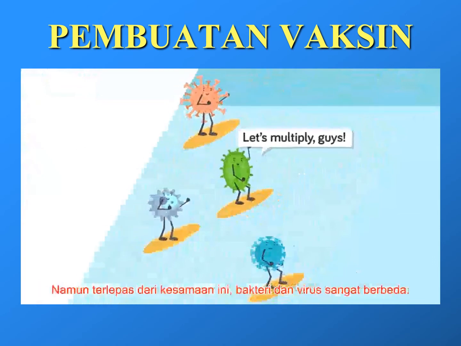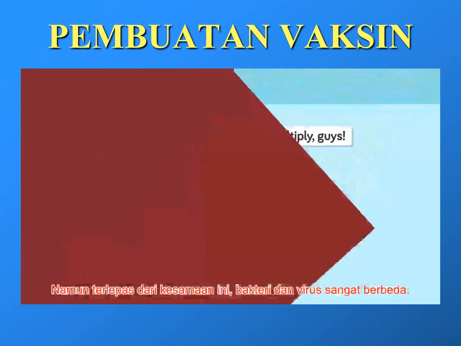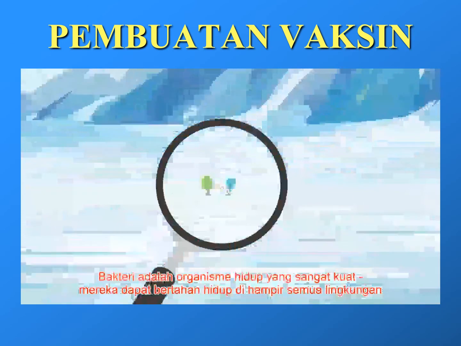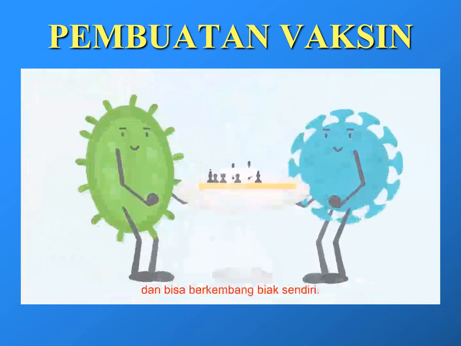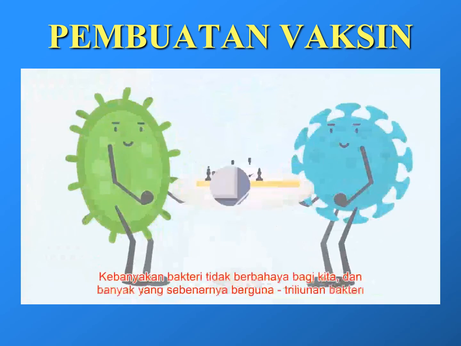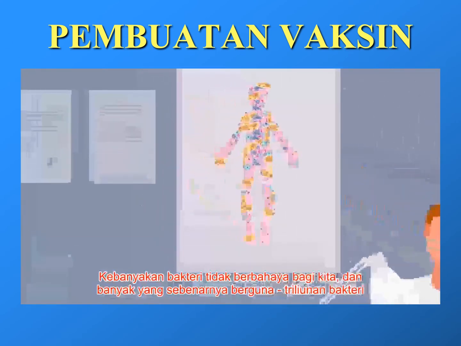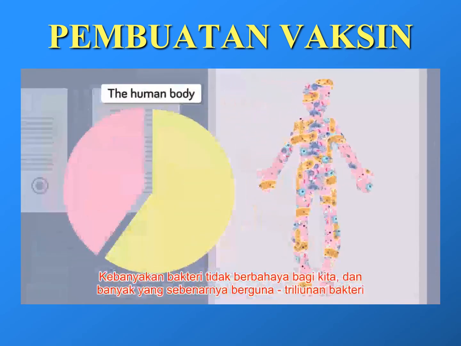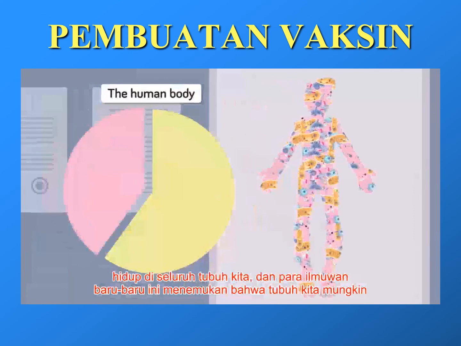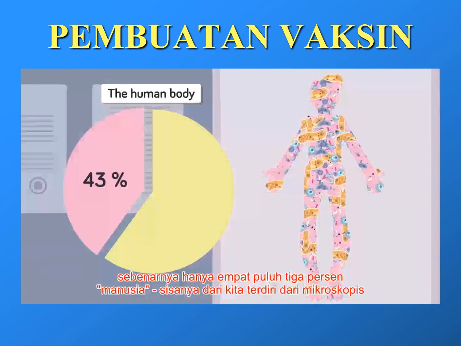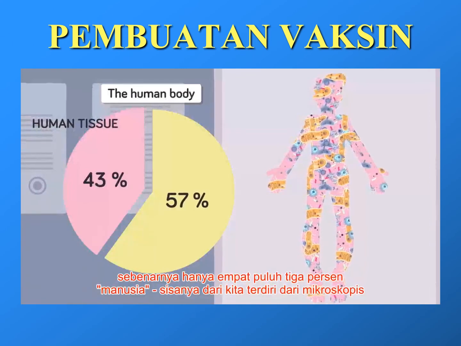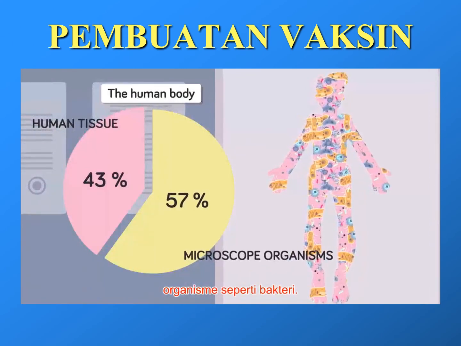But despite those similarities, bacteria and viruses could not be more different. Bacteria are incredibly hardy living organisms. They can survive in nearly any environment and can reproduce on their own. Most bacteria are harmless to us, and many are actually helpful. Trillions of bacteria live all over our bodies, and scientists have recently discovered that our bodies might actually be only 43% human, and the rest of us made up of microscopic organisms like bacteria.